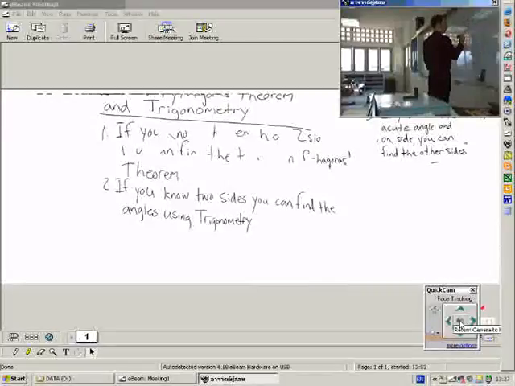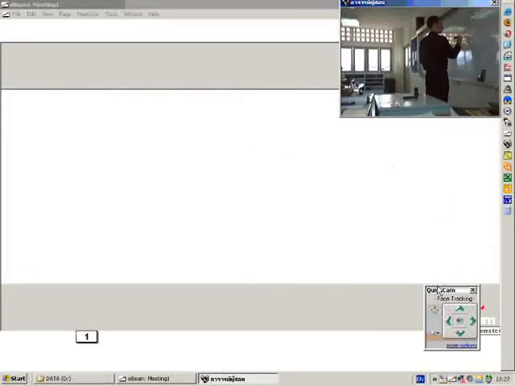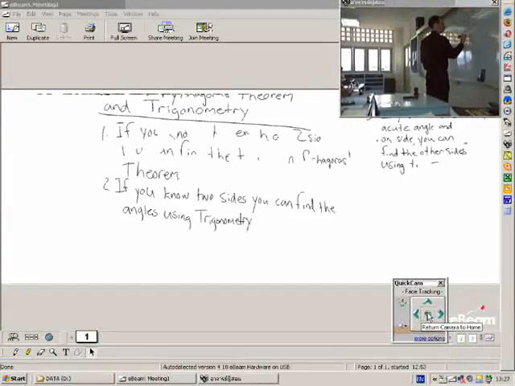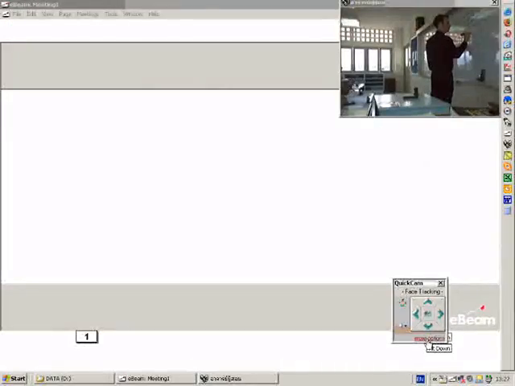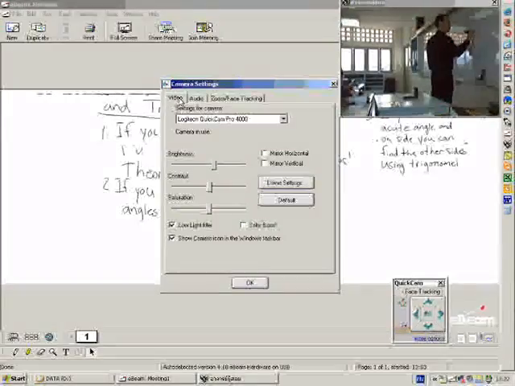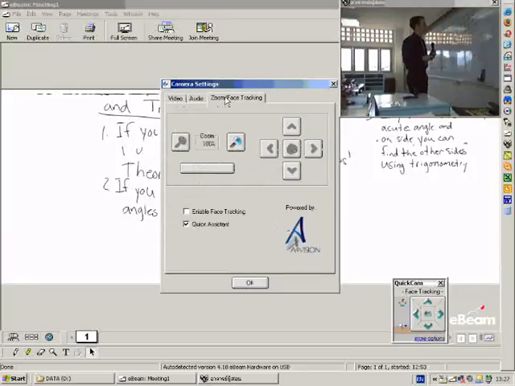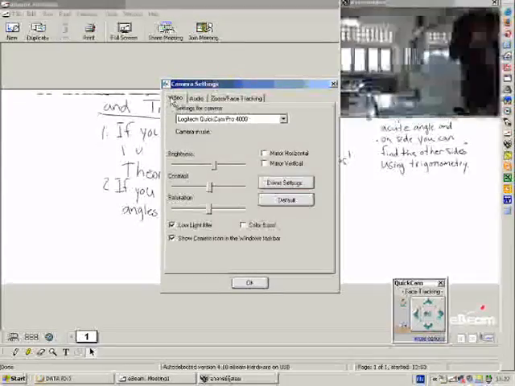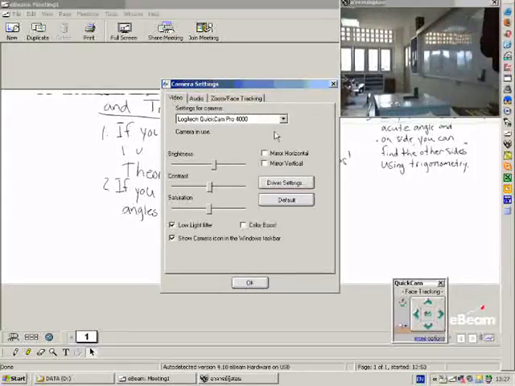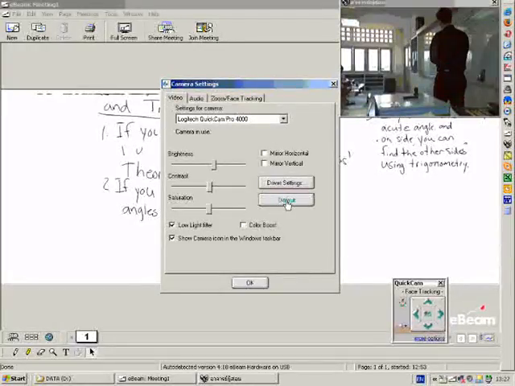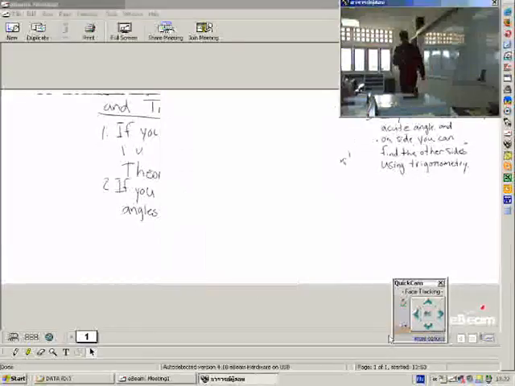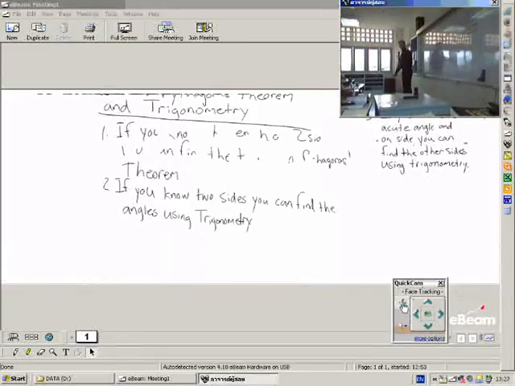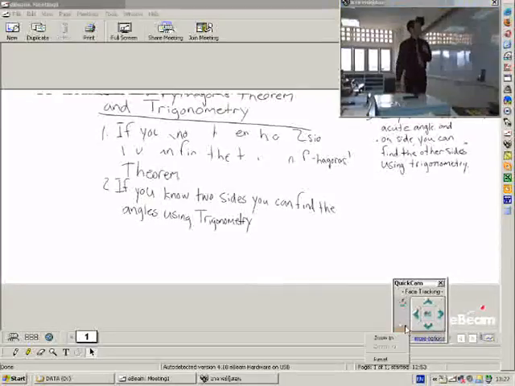Okay, so the final use of Pythagoras' theorem and trigonometry: if you know one of the acute angles and one side, you can find the other side, or both of the other sides, using trigonometry. Or you can find one side using trigonometry and the missing side using Pythagoras' theorem.